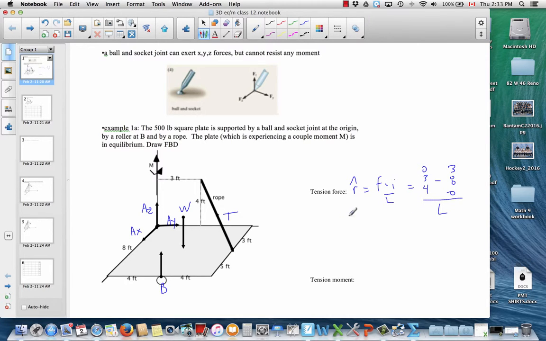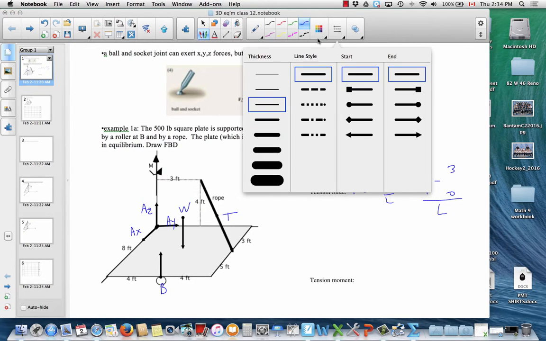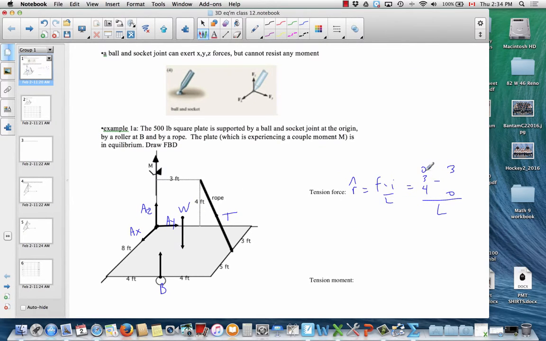So yes, final minus initial. So 0, 3, 4 minus 3, 8, 0 over the length. And so that is negative 3, negative 5, and 4 over root of 25 plus 9 plus 16, that's root 50. So that's the unit vector. And then the tension force vector will be T times each of those components. You can keep it exact or you can write it as a decimal.